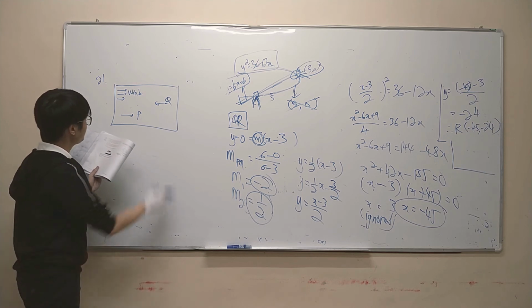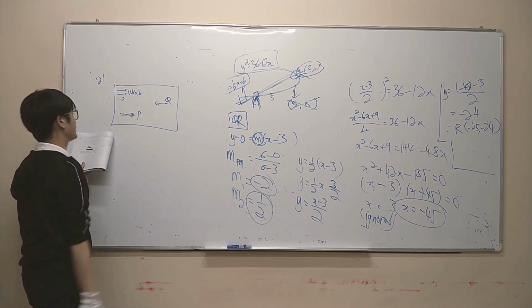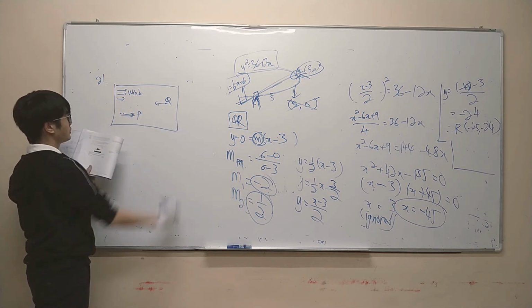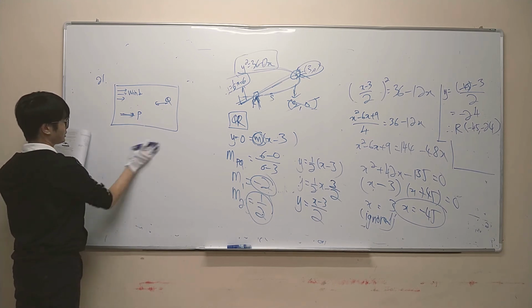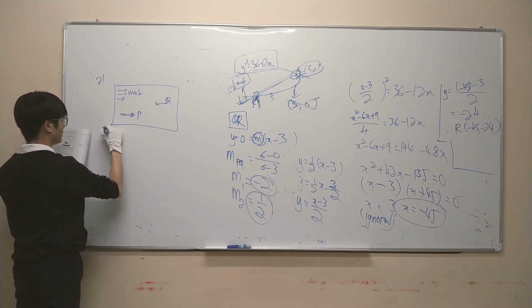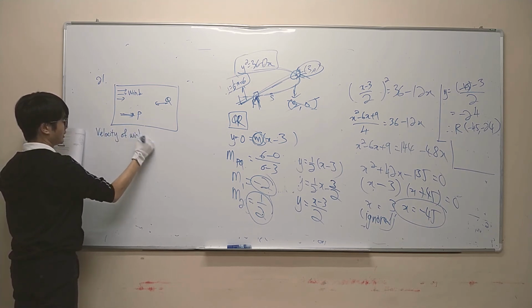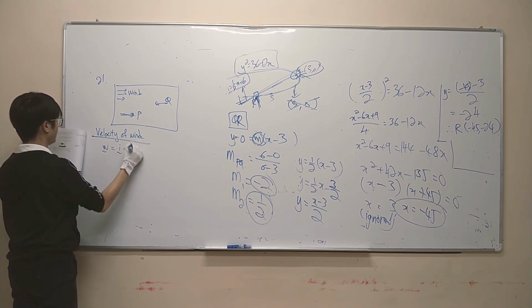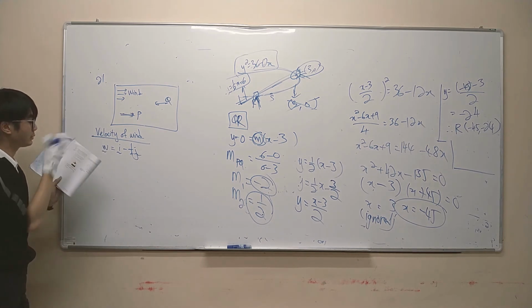And then they say what? Drone P moves in the direction of the wind. So wind is going this direction, P also moving this direction, but Q is moving opposite of the direction of the wind. So velocity of the wind. Velocity of wind, and then I draw a line, and then I write W equals I minus 1 over 4 J. I just follow whatever they give.